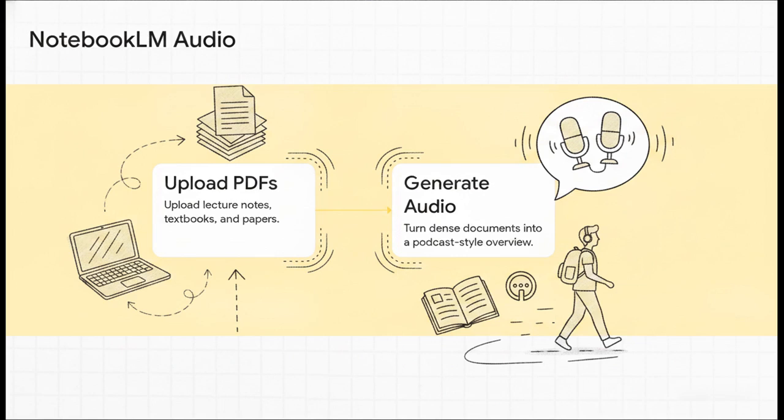So imagine uploading your history textbook, the professor's syllabus, and maybe 3 dense primary sources. NotebookLM instantly cross-references them all, giving you a custom study guide bridging every single document. But here's the absolute magic, especially for my auditory learners out there. Step 2, you generate an audio overview. It literally turns those boring documents into a podcast-style conversation between 2 AI hosts discussing your material.